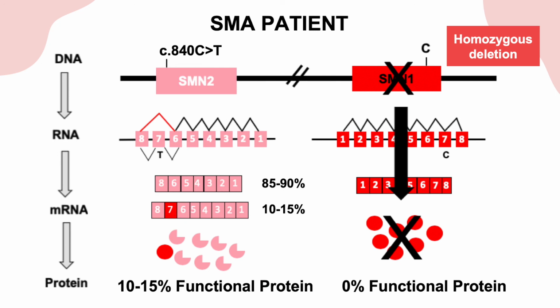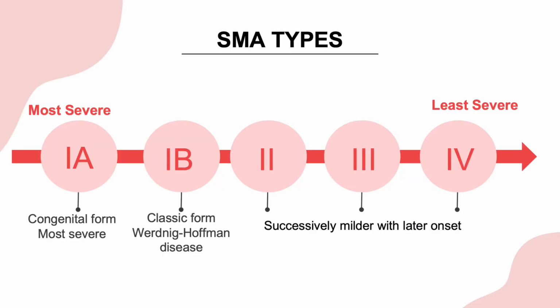There are also different types of SMA correlating with different levels of severity. Type 1A is a congenital form of SMA. It is most severe and starts before birth. SMA type 1B, however, is the classic form of SMA, sometimes labeled as infantile SMA or Werdnig-Hoffmann disease. In SMA type 1B, infants often appear normal at birth and develop hypotonia during the first few weeks of life.